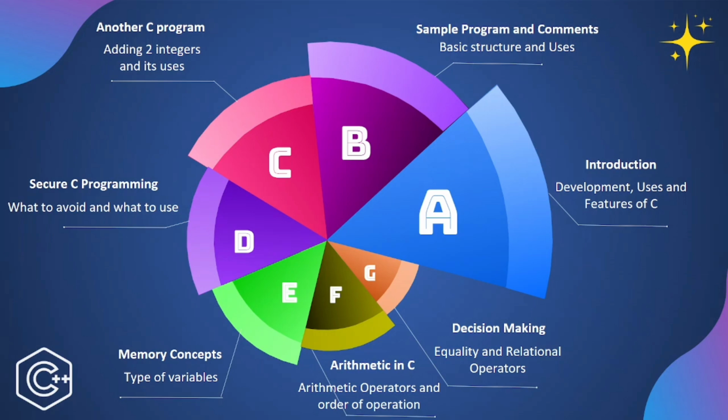Then we're going to see another C program about adding two integers and also its uses, and we're going to also see all the arithmetic operations that could be done using C. After that, we're going to talk about secure C programming. This is basically the international guideline that we follow for writing code. We're going to talk about memory concept, about variables, its types, and also its location that it is stored in, and much more than that.